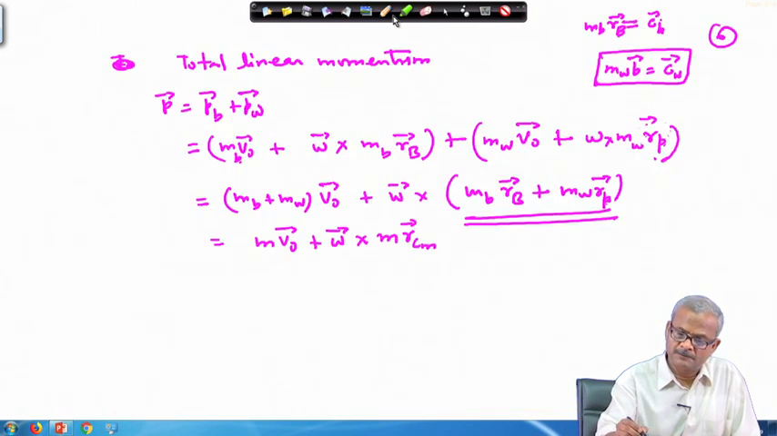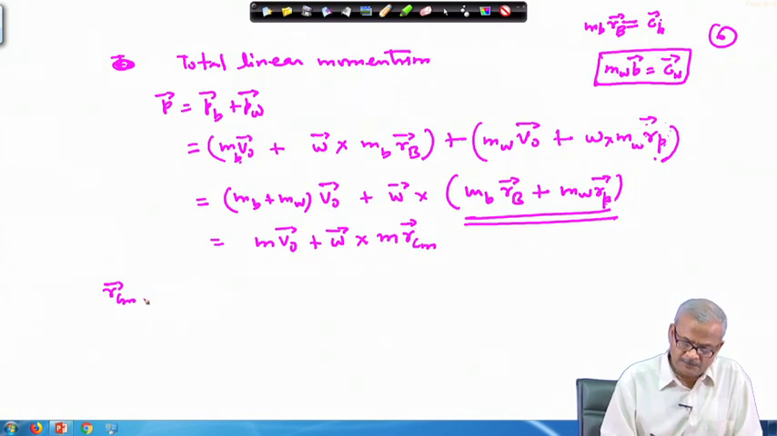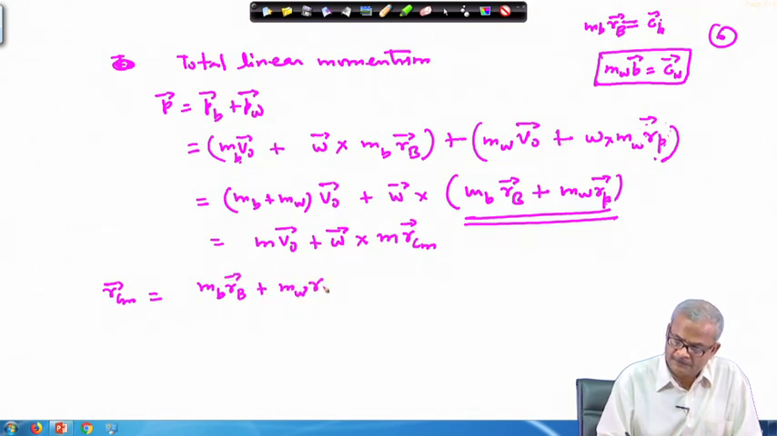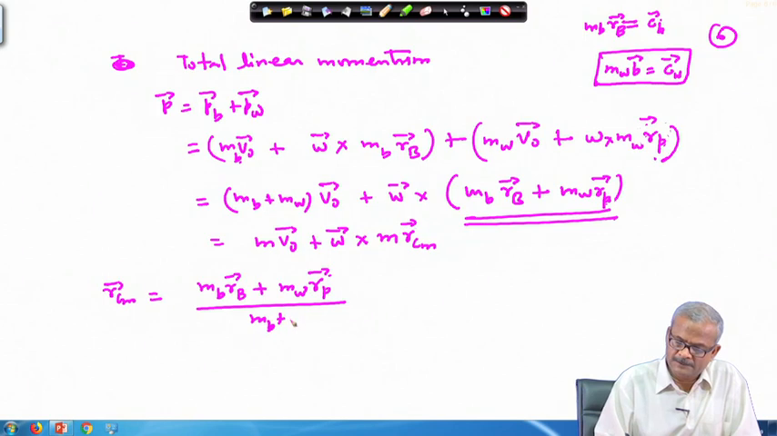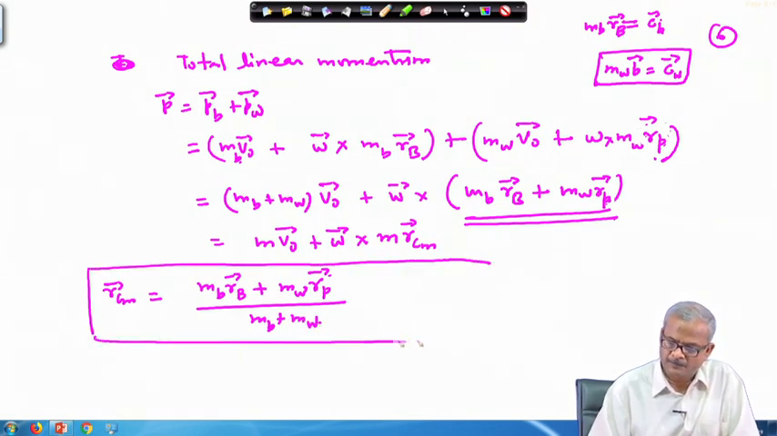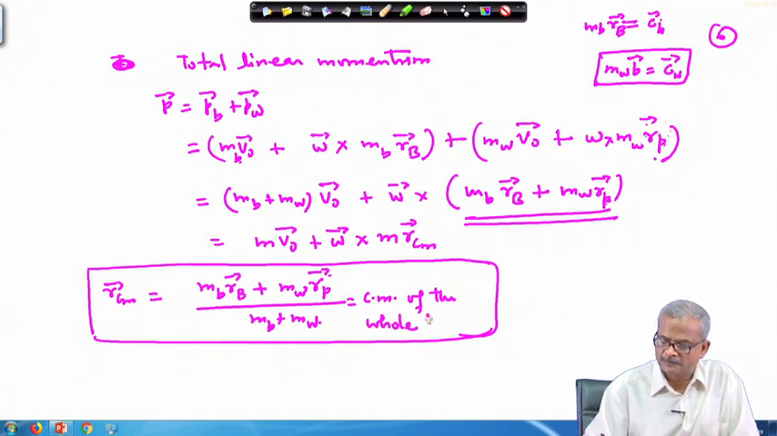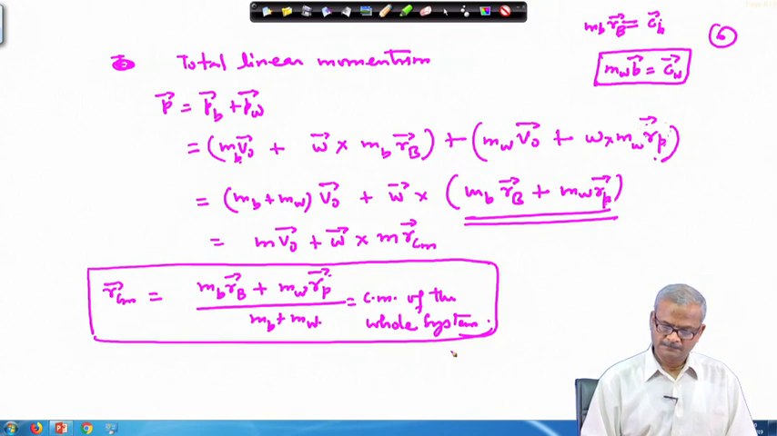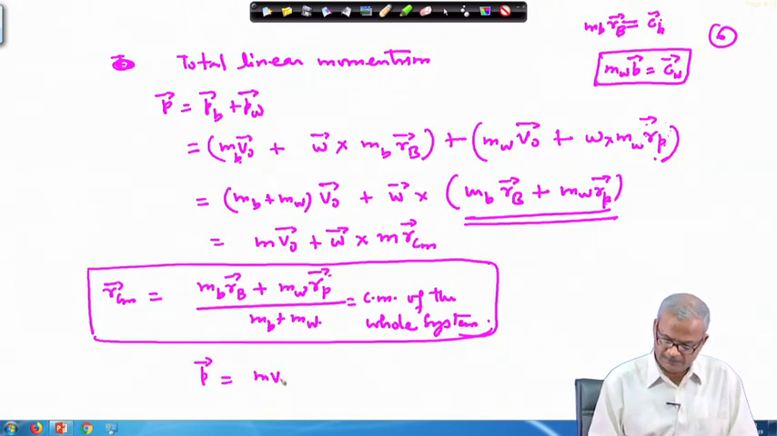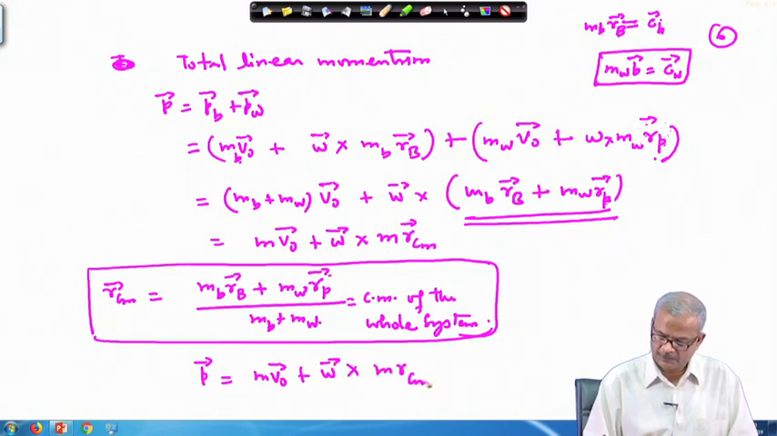So your R_cm equals m_b times R_b plus m_w times R_p, okay, instead of p we could also have written here the w to indicate this is the real center of mass, divided by m_b plus m_w. So this is the center of mass of the whole system combined with the wheel. Okay, so our conclusion is p equal to m V_0 plus omega cross m R_cm.